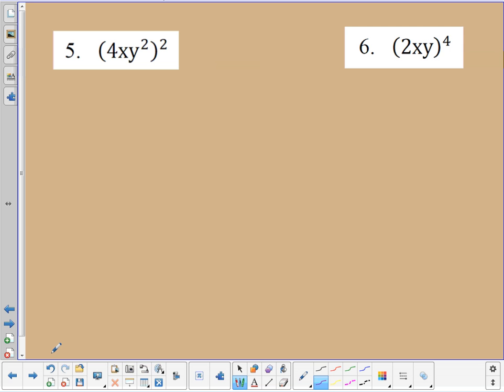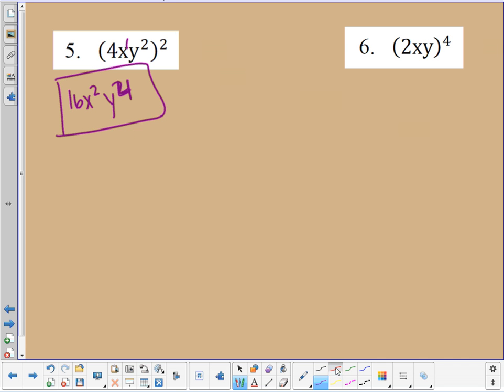Let's flip it over to the back. In number 5, I have 4xy squared to the second power. Now, there's a couple of ways you can think of this. Some people can handle multiplying the powers. I would have 4 squared, which is 16. I would have 1 times 2, which is 2, so that's x squared. And I'd have 2 times 2, which is 4, so that's y squared. Or, I'm sorry, y to the fourth. There we go. Now, power of powers means multiply the exponents.